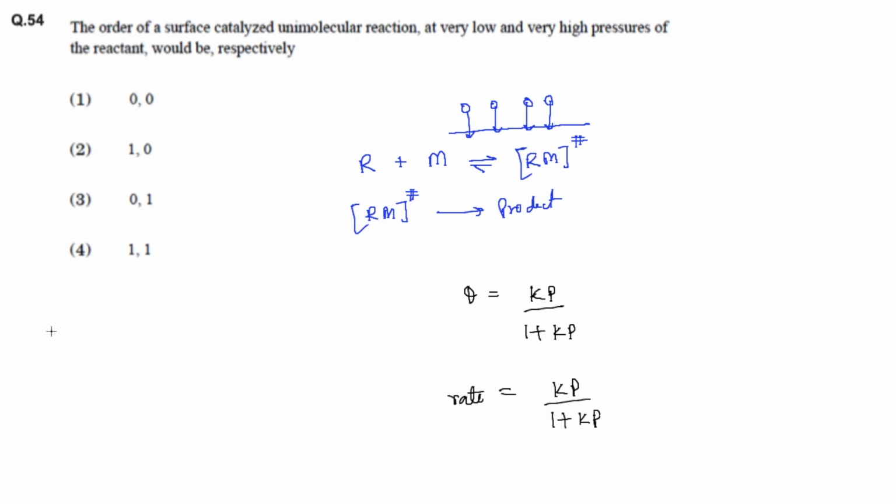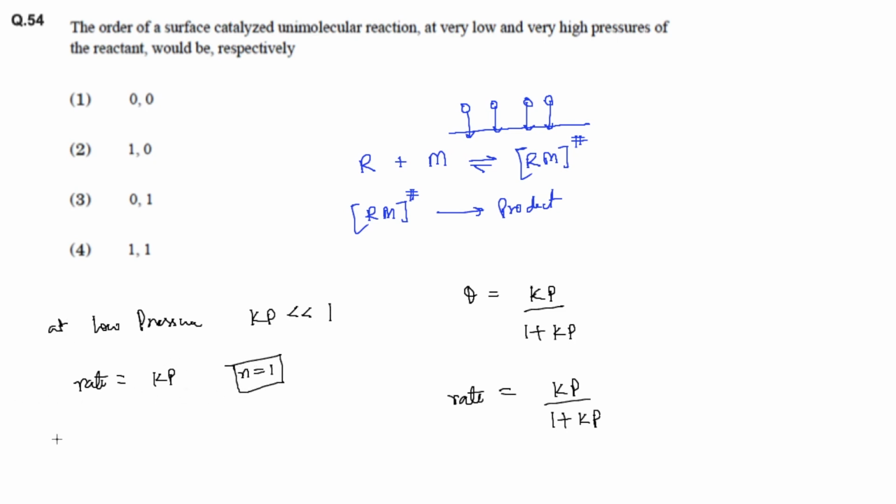So what is going to happen at low pressure? Okay, at low pressure, P will be very much smaller, so 1 plus Kp you can take as 1. Okay, so your rate will be equal to only Kp. So at low pressure, the order is going to be first order. Okay, so at low pressure you are getting a first order reaction.